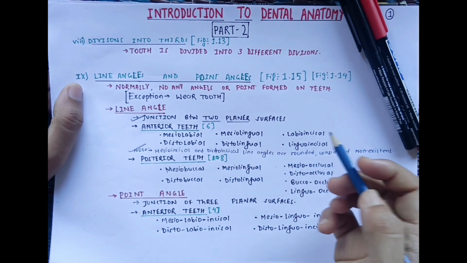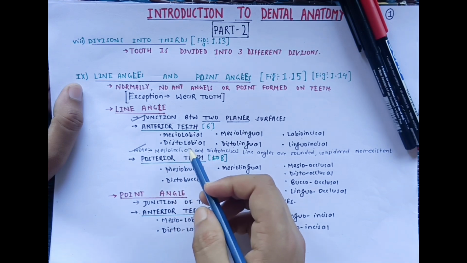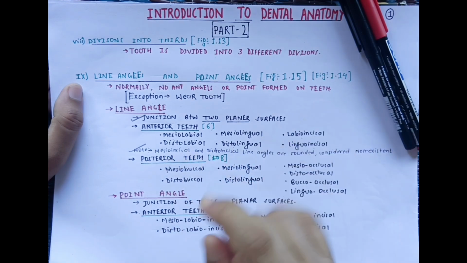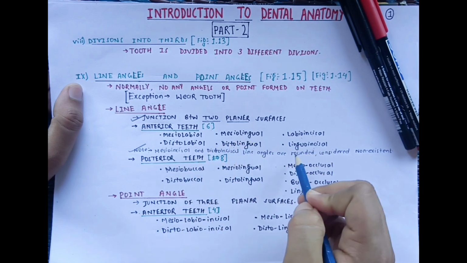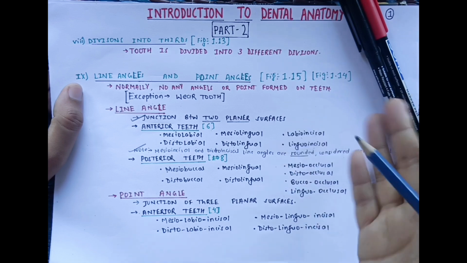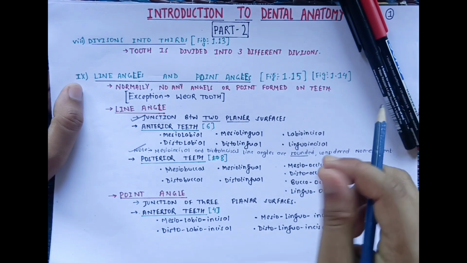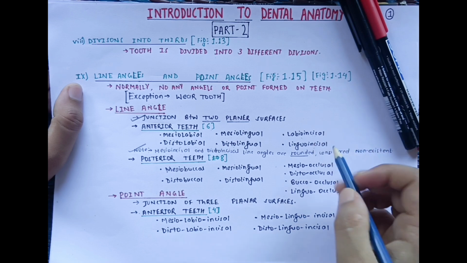We may wonder whether there is also a mesioincisal and distoincisal line, but in anterior teeth those line angles are quite rounded. So we consider that they are not an angle. We just omit them, or we do not consider them.